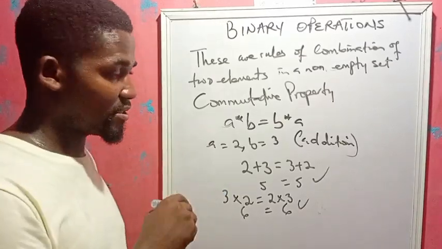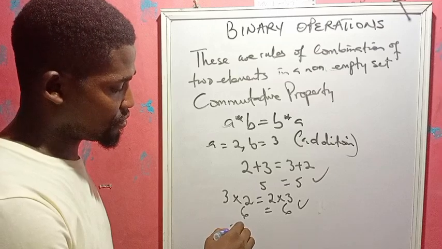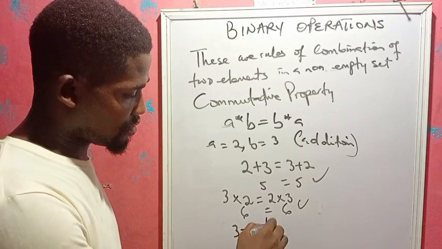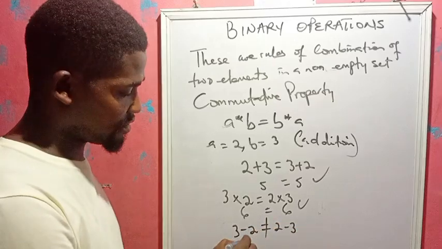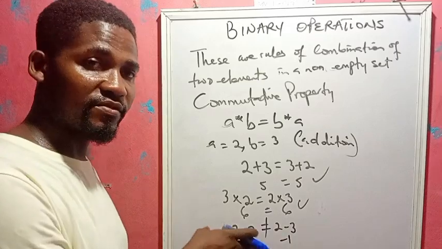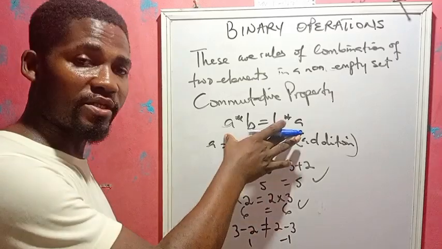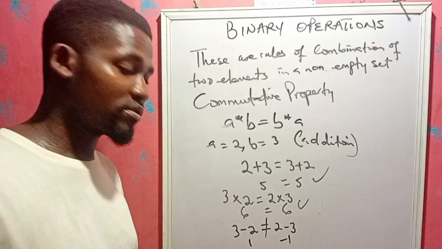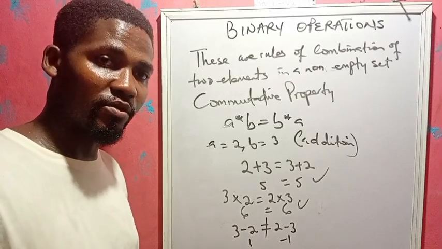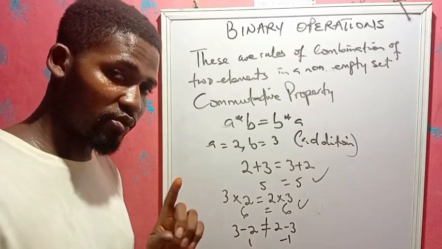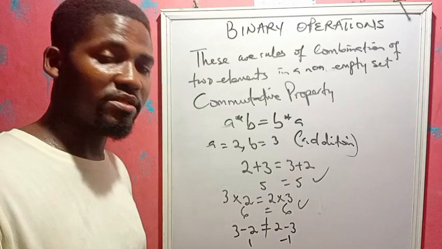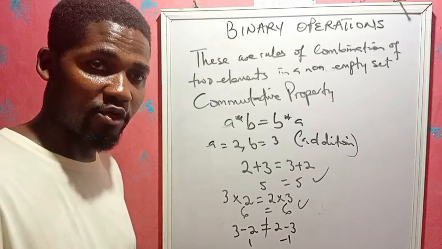But now let's look at subtraction. 3 minus 2 is not equal to 2 minus 3, because this is 1 and this is minus 1. So this operation is not commutative under subtraction. And also division, it will not give us the same answer. So most of the time we only have addition and multiplication being commutative. I hope you understand.